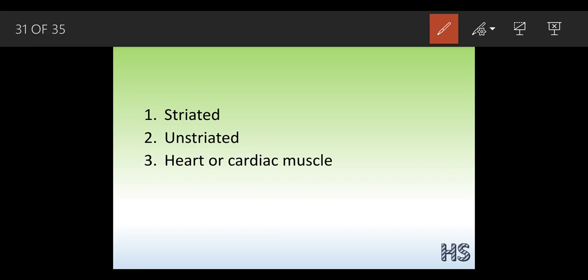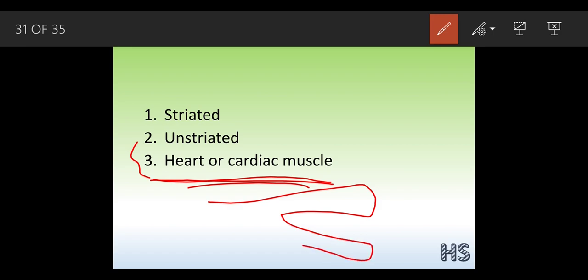But what is the difference between our cardiac muscles and our unstriated muscles? Both of them, the function is the same, that is involuntary in nature. Then what is the difference? Even they are uninucleated, and they are somewhat branched, like this. Suppose this is one branch, second branch. Only a single nucleus is present in one branch. But what is the difference?